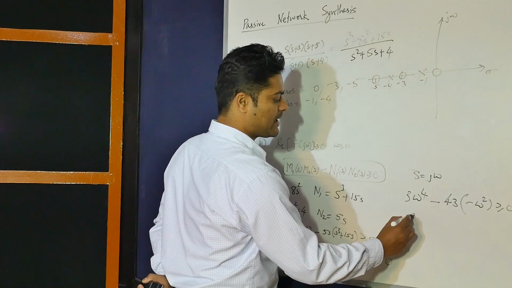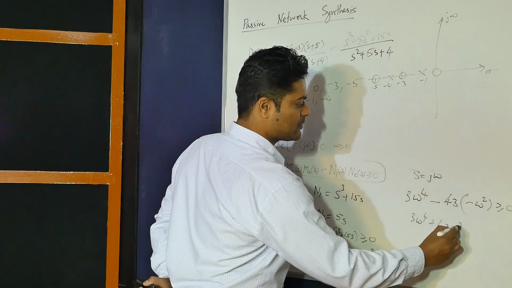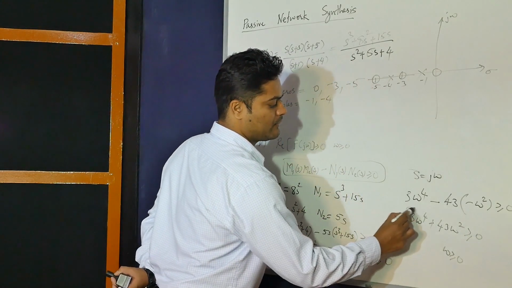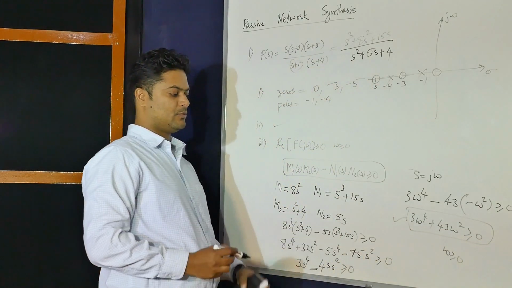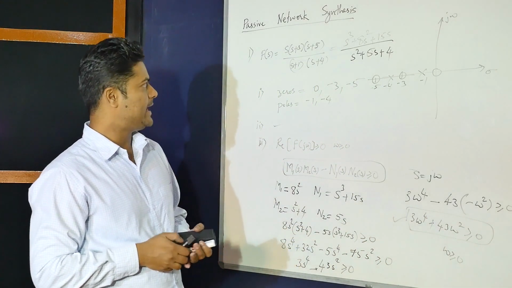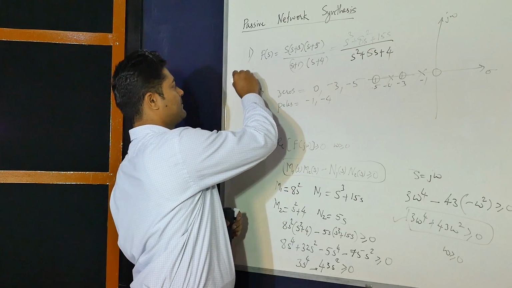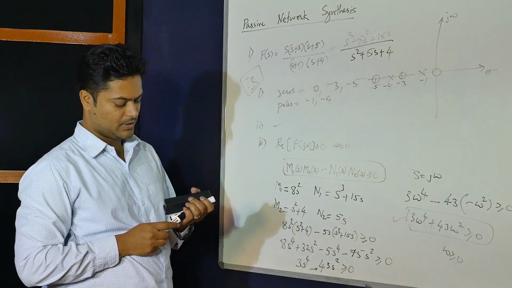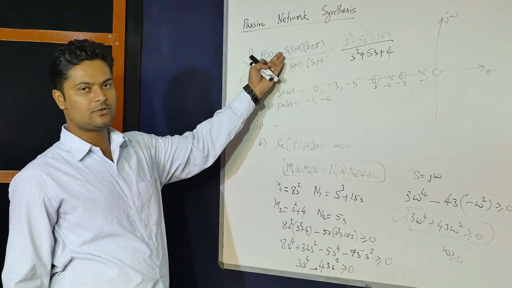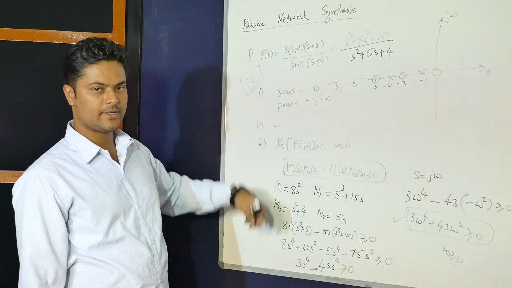Minus minus becomes plus. So we end up with 3 omega to the power 4 minus 43 times minus omega square, that is plus 43 omega square, should be greater than or equal to 0. And hence it's true that 3 omega to the power 4 plus 43 omega square will always be greater than 0 for any value of omega greater than 0. So hence my function f of s is a PR function. The one which we have given under test, f of s into s plus 3 into s plus 5 by s plus 1 into s plus 4, will lead to a positive real function.